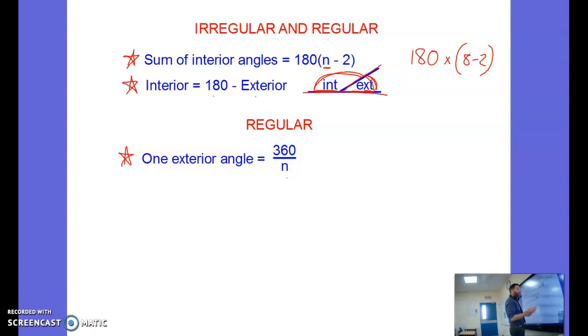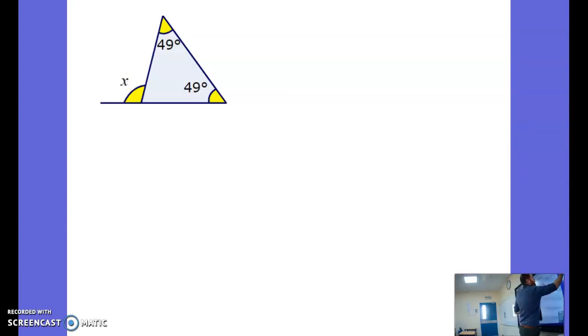And in regular and irregular polygons, we always have that all of the exterior angles will add up to 360. So this calculation for working out one exterior angle only works for regular, but in all shapes, the exterior angles round the outside always add up to 360 degrees. Those are our formulas we're going to use. Let's put them into practice.